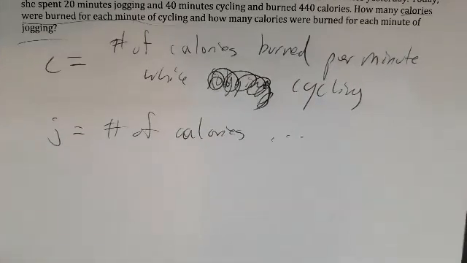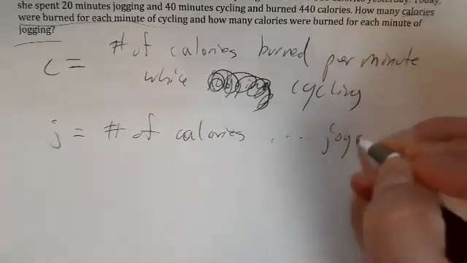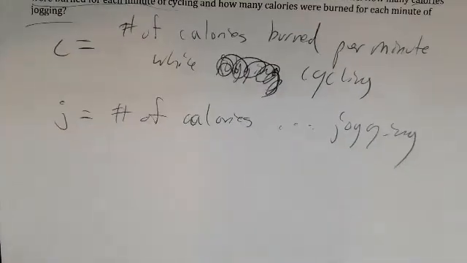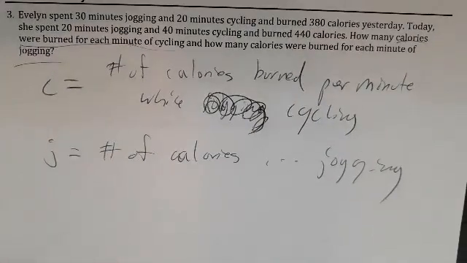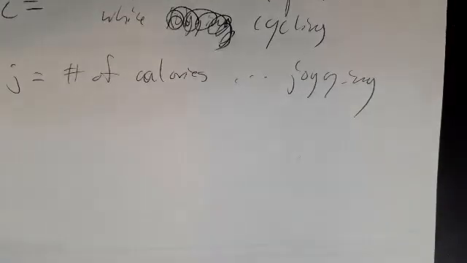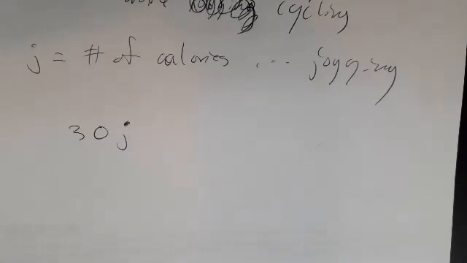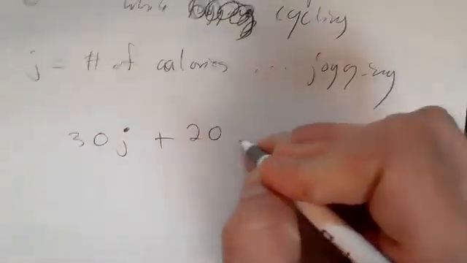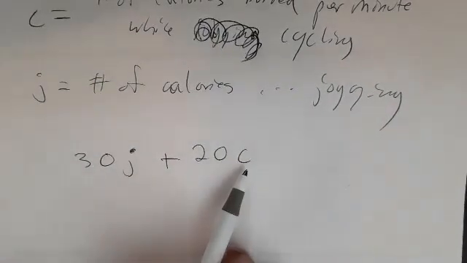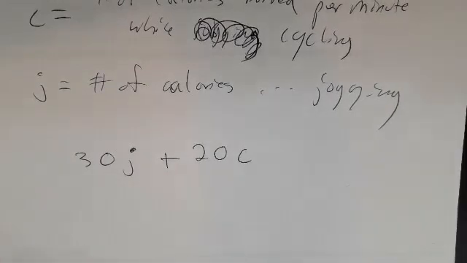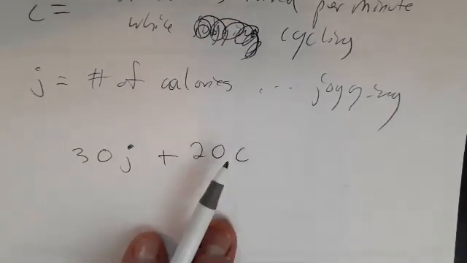Okay, so C is the number of calories burned per minute while cycling. J is the number of calories burned per minute while jogging. Same thing, I didn't feel like writing it out again. So if we do 30 minutes of jogging and 20 minutes of cycling and burn 380 calories, we're jogging for 30 minutes burning that many calories per minute, and we're cycling for 20 minutes burning this many calories per minute. If we want to know the total calories that we're burning, we have to multiply these two things.